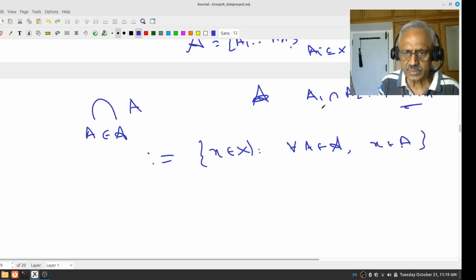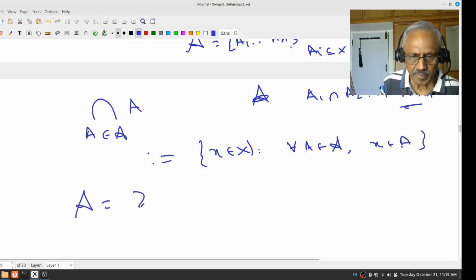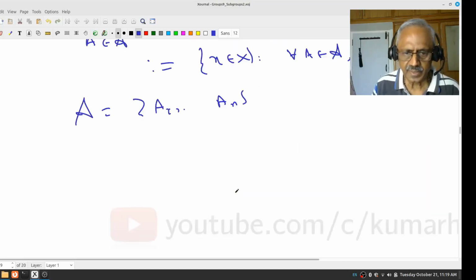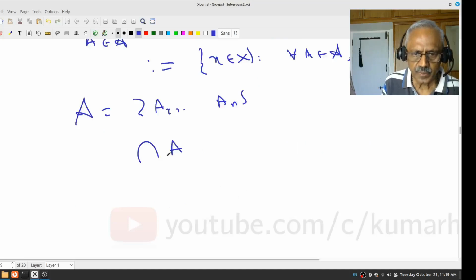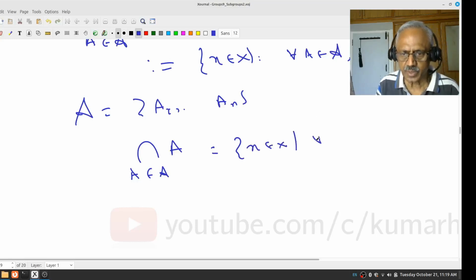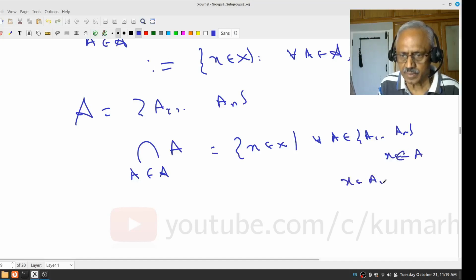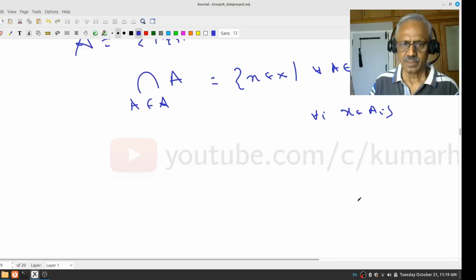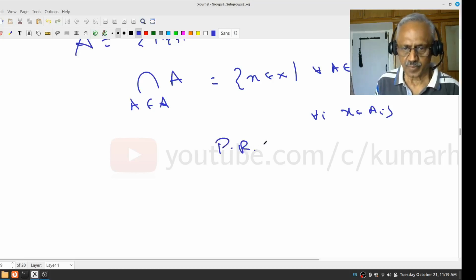That is, look at this. If my script A is A1 to An, what does it say? It is the set of all x in capital X such that for all A in script A, that is, for all A in A1 to An, x belongs to A. That means x belongs to Ai for all i. Do you understand? Please pause, review, proceed.